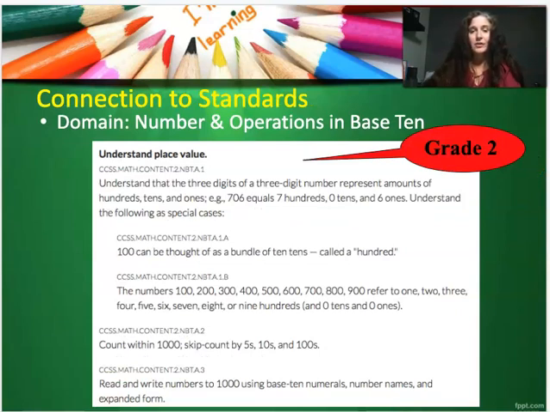Then in second grade, they start bundling things together. So now they can count in hundreds, fives, tens, and 100, and they can read and write numbers to 1,000 using base 10 numerals, number names, and expanded form. So you have an assignment this week about writing large numbers, and so we're kind of practicing those kinds of things.